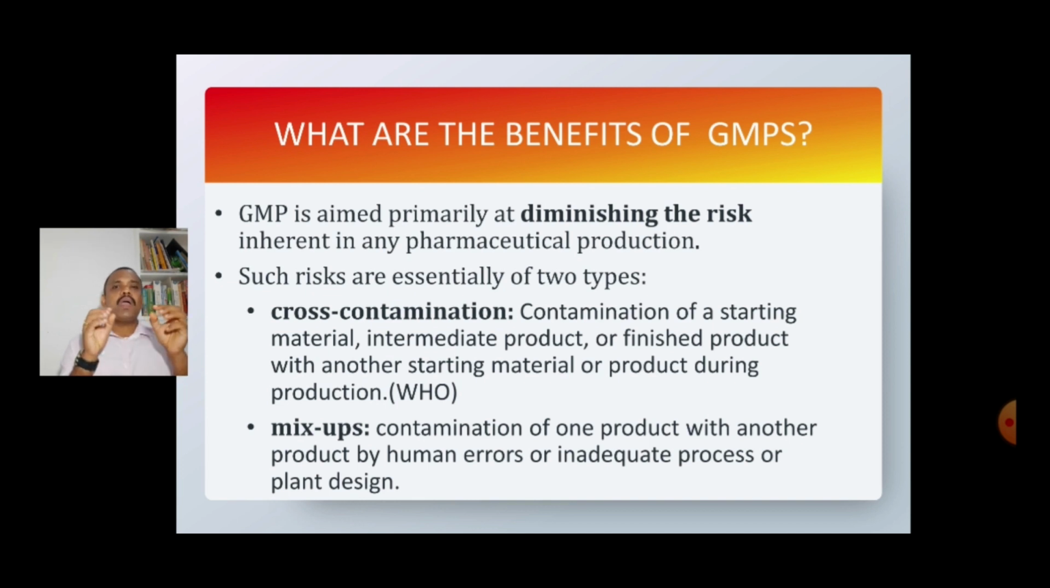So when you have a system like GMP, GMP will be diminishing this risk, and it will be ensuring the quality of the product, and there will be consistency in the product. So the quality and consistency will be assured when you introduce GMP into your production facility.